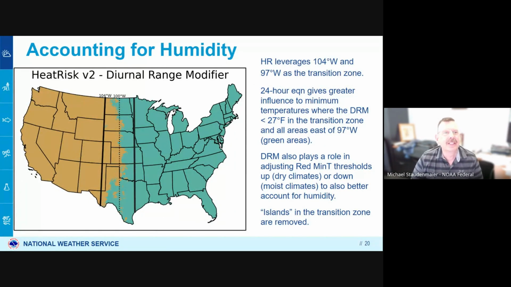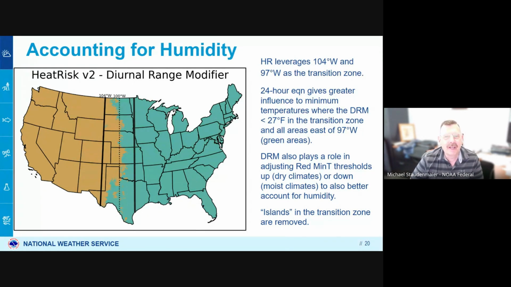So let's dive into this humidity accommodation just a bit more, as I know it's a huge concern for you all out east. The heat risk algorithm leverages a term we call the diurnal range modifier, or DRM, which is simply the highest daily maximum temperature in the annual curve minus the highest daily minimum temperature in the annual curve.